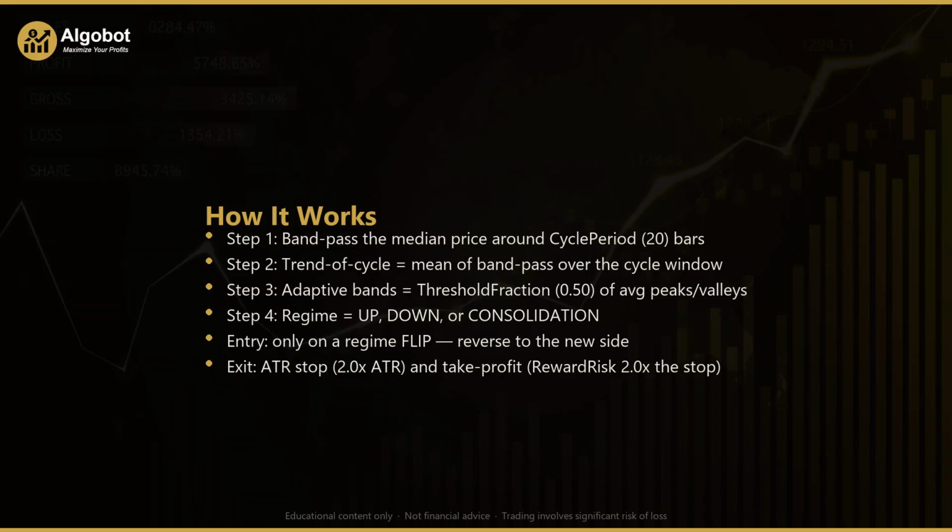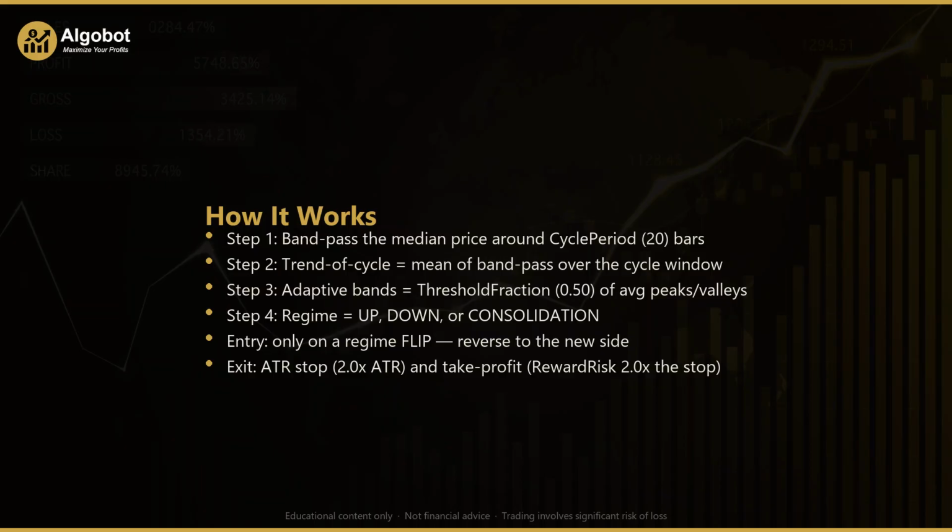Step 4 is the regime decision. If the trend of cycle rises above the positive upper band, the regime is up. If it falls below the negative lower band, the regime is down. Anything in between is consolidation, and the strategy takes no new trade there. Now the trading rule, and it's deliberately strict. The strategy acts only on a regime flip. When the regime turns up, it closes any short and opens a long. When the regime turns down, it closes any long and opens a short. If the regime merely cools into consolidation, the strategy holds its current position, on the reasoning that the trend paused rather than reversed. The long and short rules are exact mirror images.